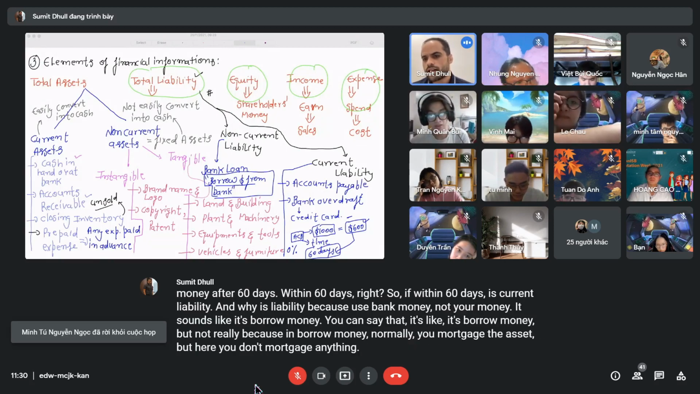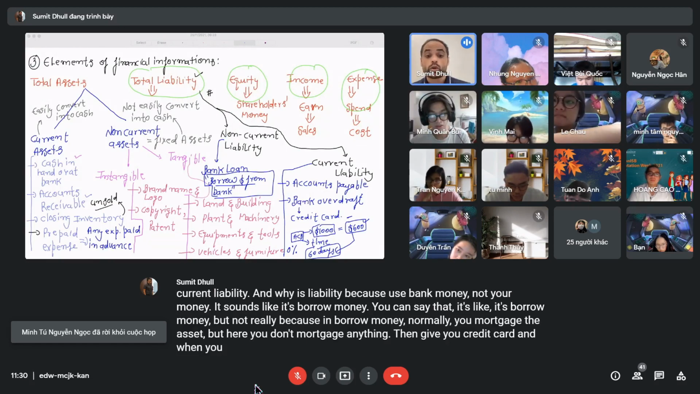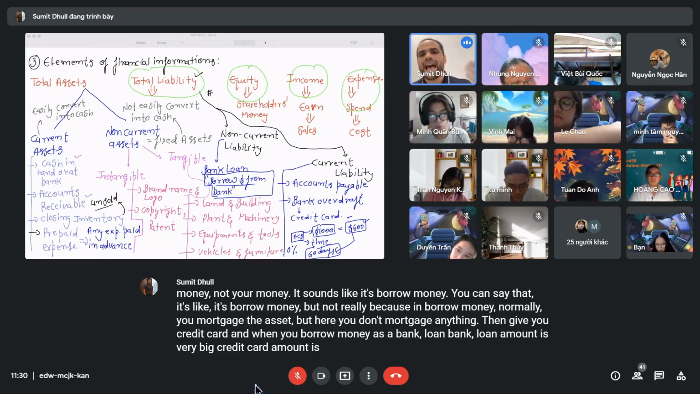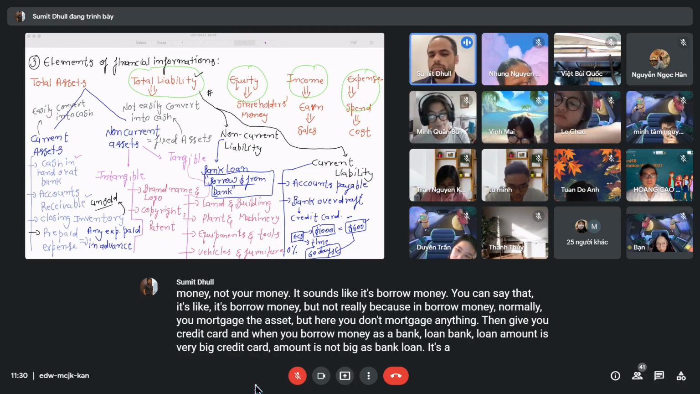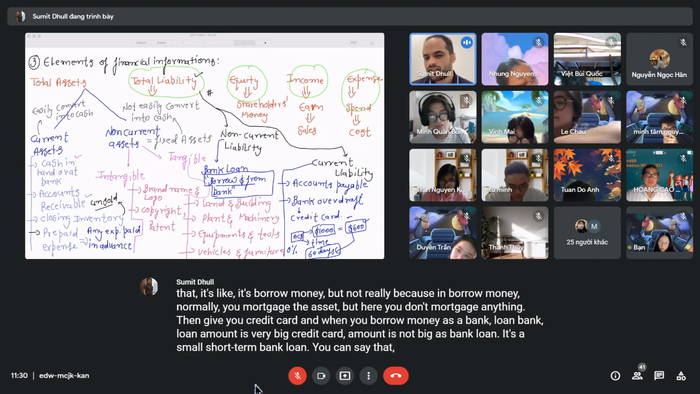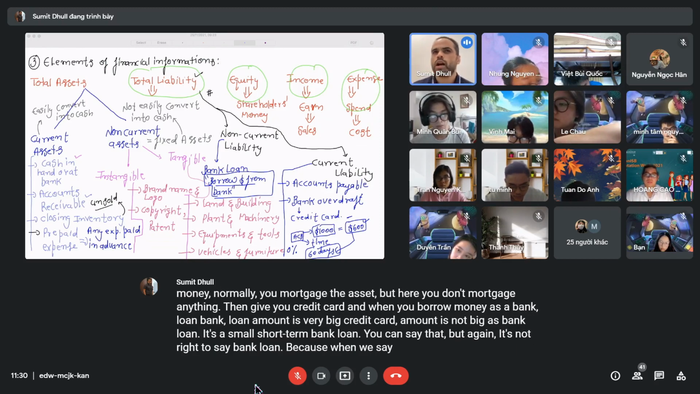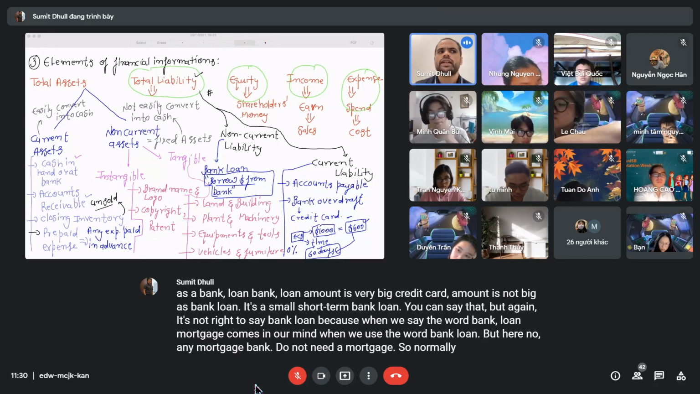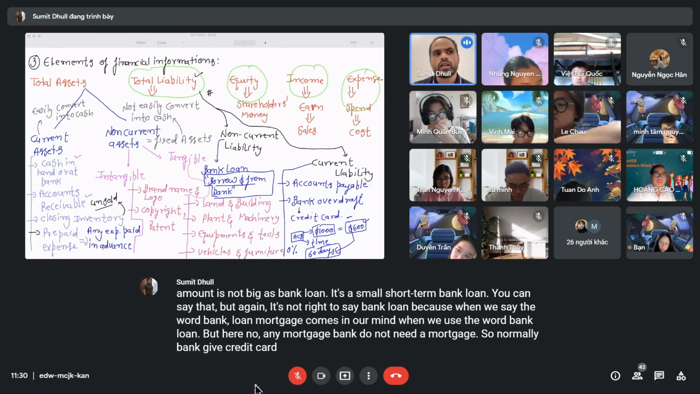The bank gives you a credit card. And when you borrow money as a bank loan, the amount is very big. The credit card amount is not as big as a bank loan. Right? It's a small short-term bank loan, you can say that. But again, it's not right to say bank loan, because when we say the word bank loan, mortgage comes to mind. But here, there is no mortgage. The bank does not need a mortgage. So normally the bank gives credit cards to their loyal customers.